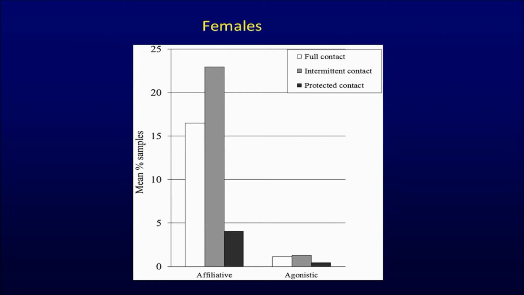So there are no black bars here because these animals didn't interact much when they were in single housing. We can see that with the females, levels of affiliative behavior were actually higher in intermittent contact, but I only collected these data when the animals were together. So essentially they're squeezing more friendly interaction into a shorter period of time because they're separated some of the time.